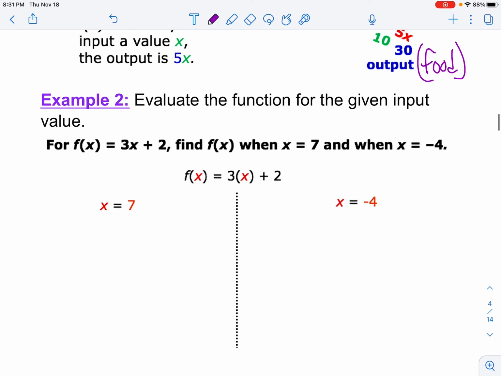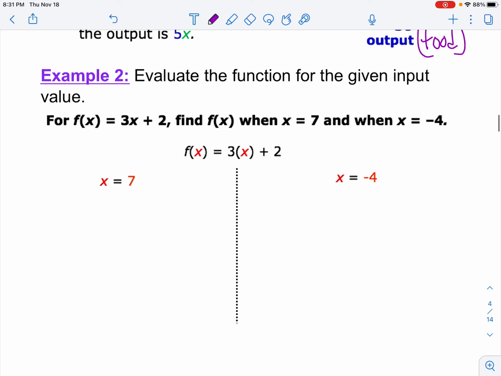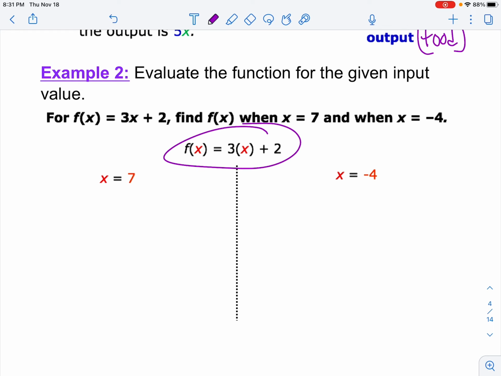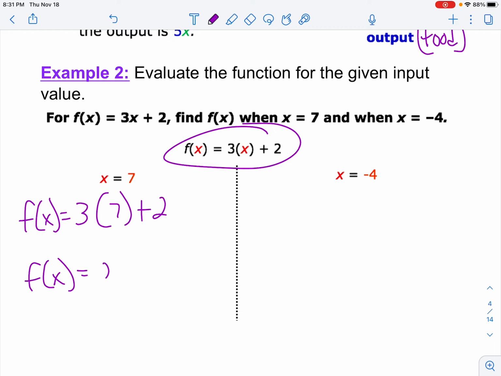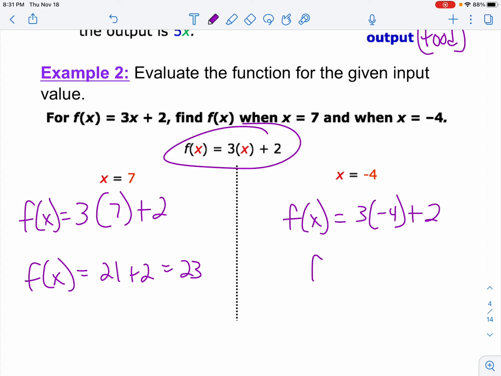So it says evaluate the function. So here's our function. F of x equals 3x plus 2. That means take whatever x value you have, multiply it by 3, and then add 2. So basically just plug in. 3 times 7 plus 2. That's all. Which is 21 plus 2, which is 23. This one is x equals negative 4, so basically you're just going to plug in negative 4 wherever you see the x. So negative 12 plus 2 is going to be negative 10.